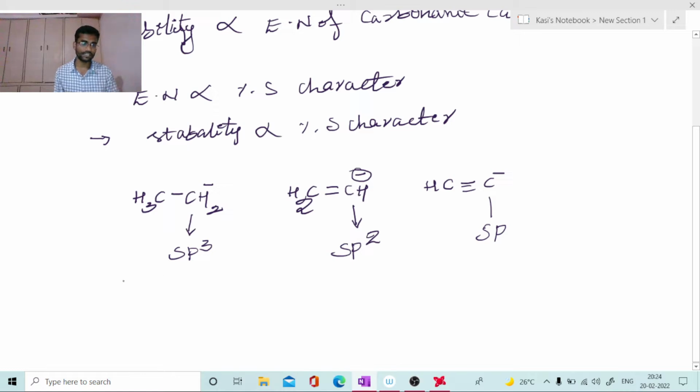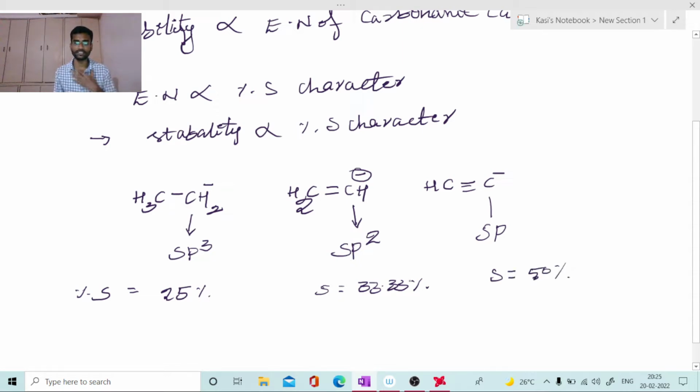In the first case the percentage of S character is 25%. Here the S character is 33.33%. Here the S character is 50%.